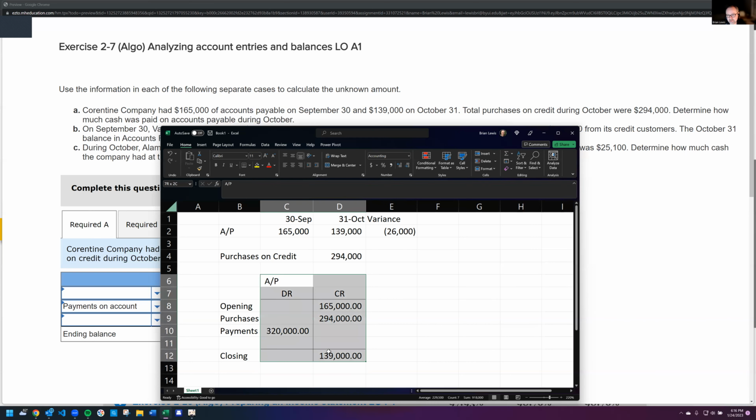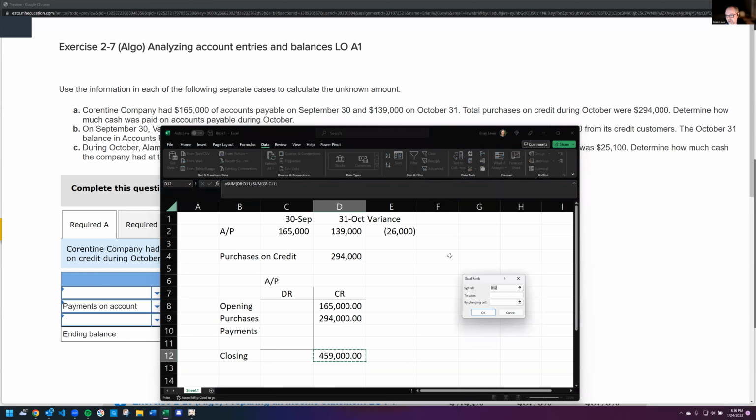The other way would be to not put that number in there, but to run a goal seek. Data, what-if analysis, goal seek. I want that balance to be $139,000 by changing the debit side, the payment side. And it should get me to the same number, 320. 294 plus the 26. Okay, 320.